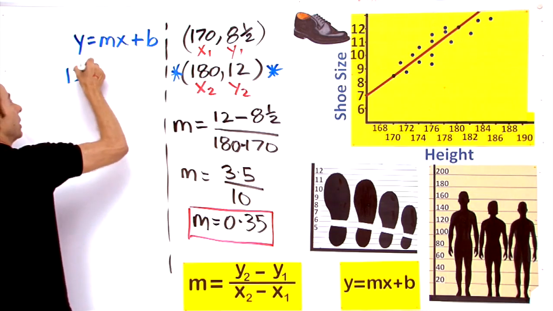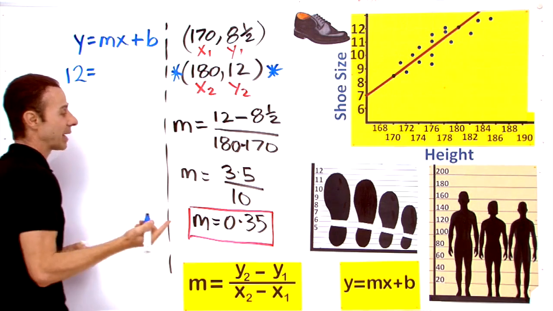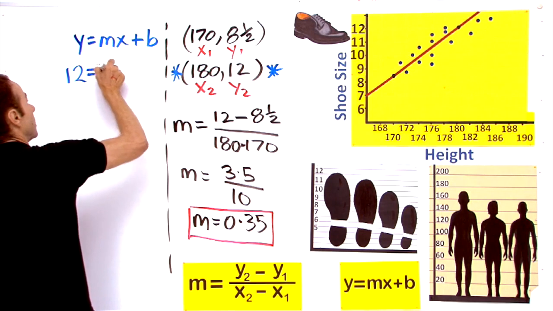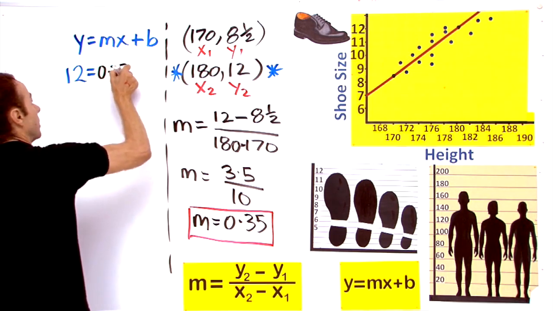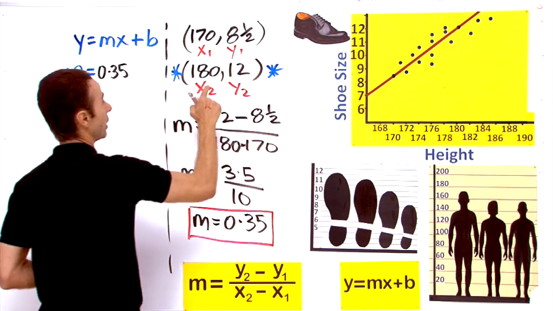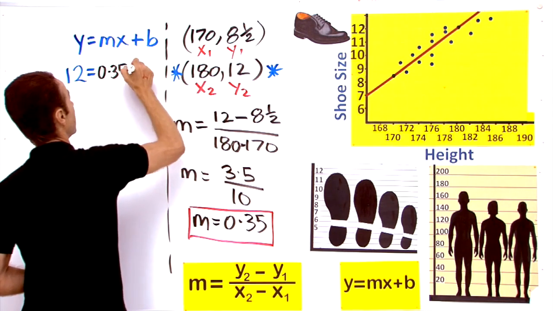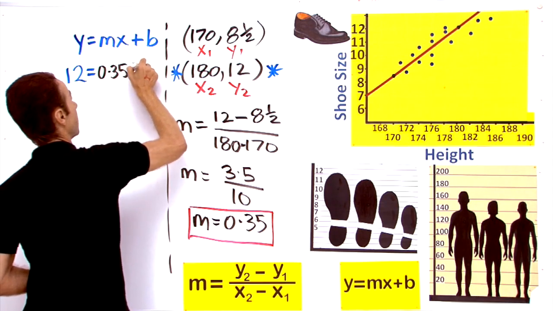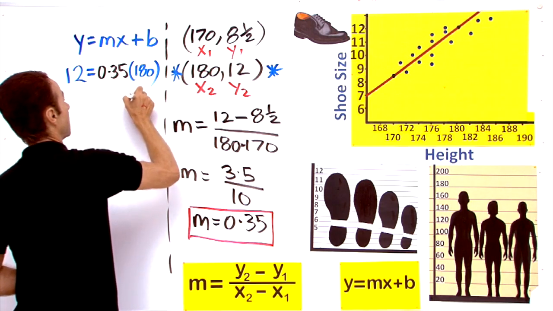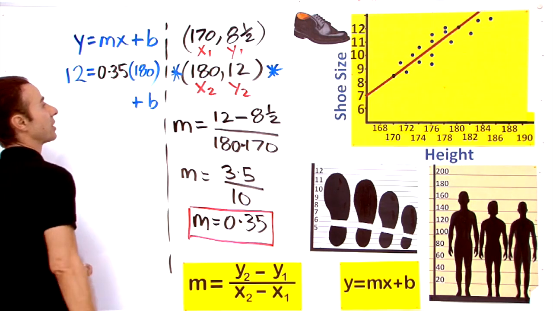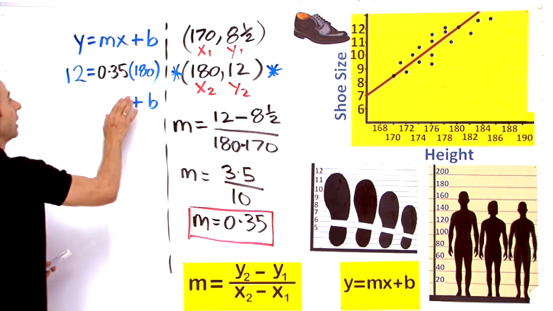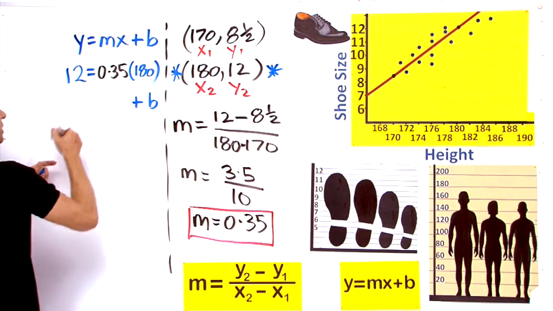So 12 equals m. We know what m is. It's 0.35. There we go, 0.35. And that's going to be an x value of what? x will be 180, right? Times 180, plus b. That's the unknown. We don't know what that is. Okay, so let's keep working this out. Let's multiply these two guys here in the 12.